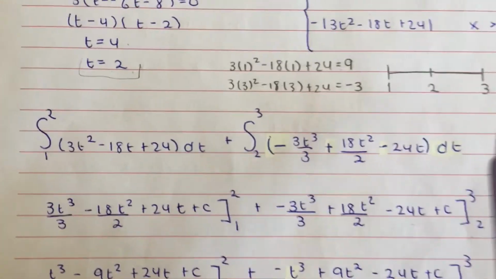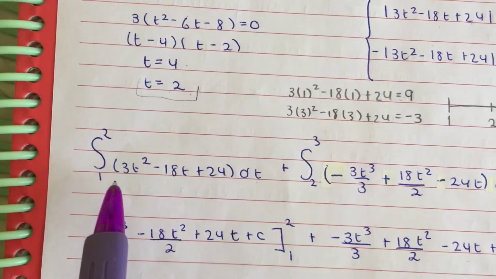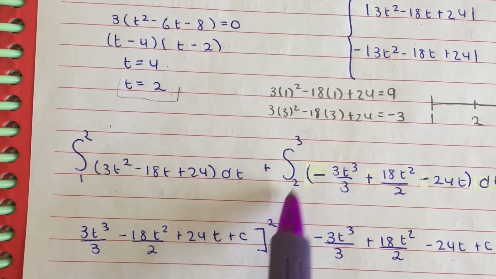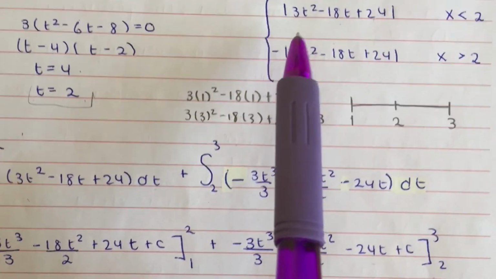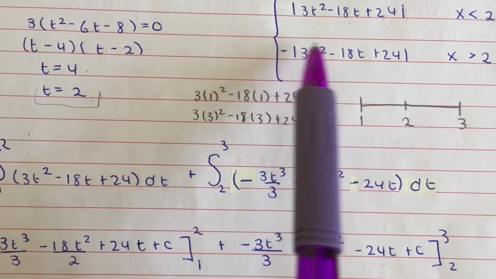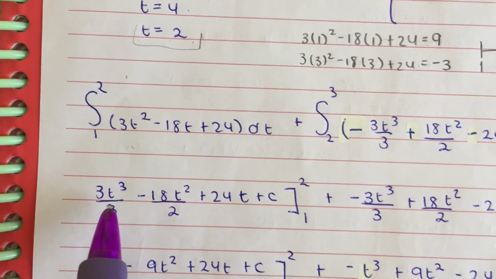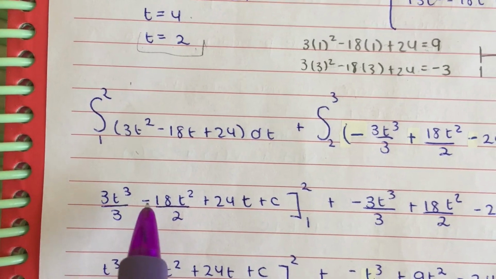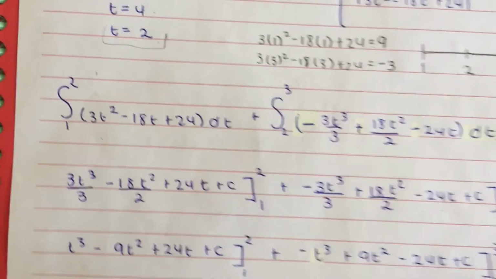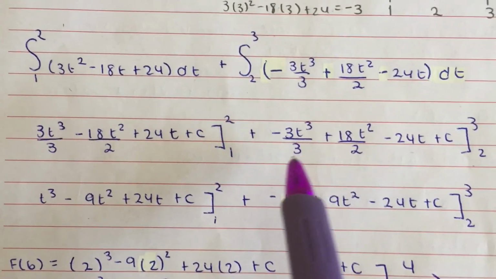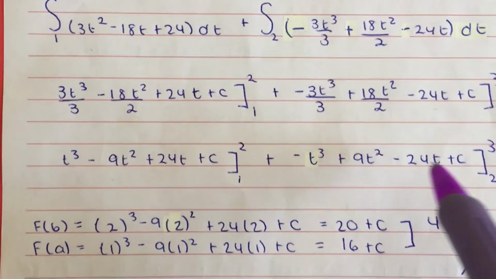So the next step is to integrate these two, from 1 to 2 and from 2 to 3, but this one is negative, and this negative sign affects the others, okay? So we integrate that. It gives us 3t cubed over 3 minus 18t squared over 2 plus 24t plus c. And on the other side, it gives us the same but with other signs, and we simplify.